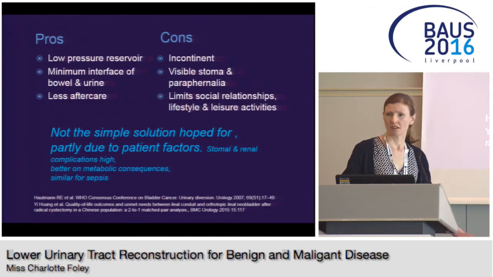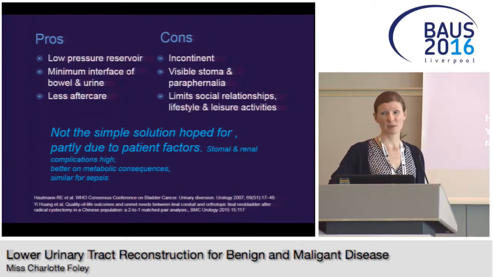So in summary, I think the advantages of an ileal conduit are that there's less aftercare, it's a low pressure reservoir, and you can avoid some of the metabolic consequences. But against that, they do end up with a stoma. It's very obvious, they're incontinent, and there's certainly evidence that the patient with a neobladder will get out there, will have more leisure activities, will have more intimate relationships, and will have better relationships, despite being a bit incontinent, than the patient with a stoma.